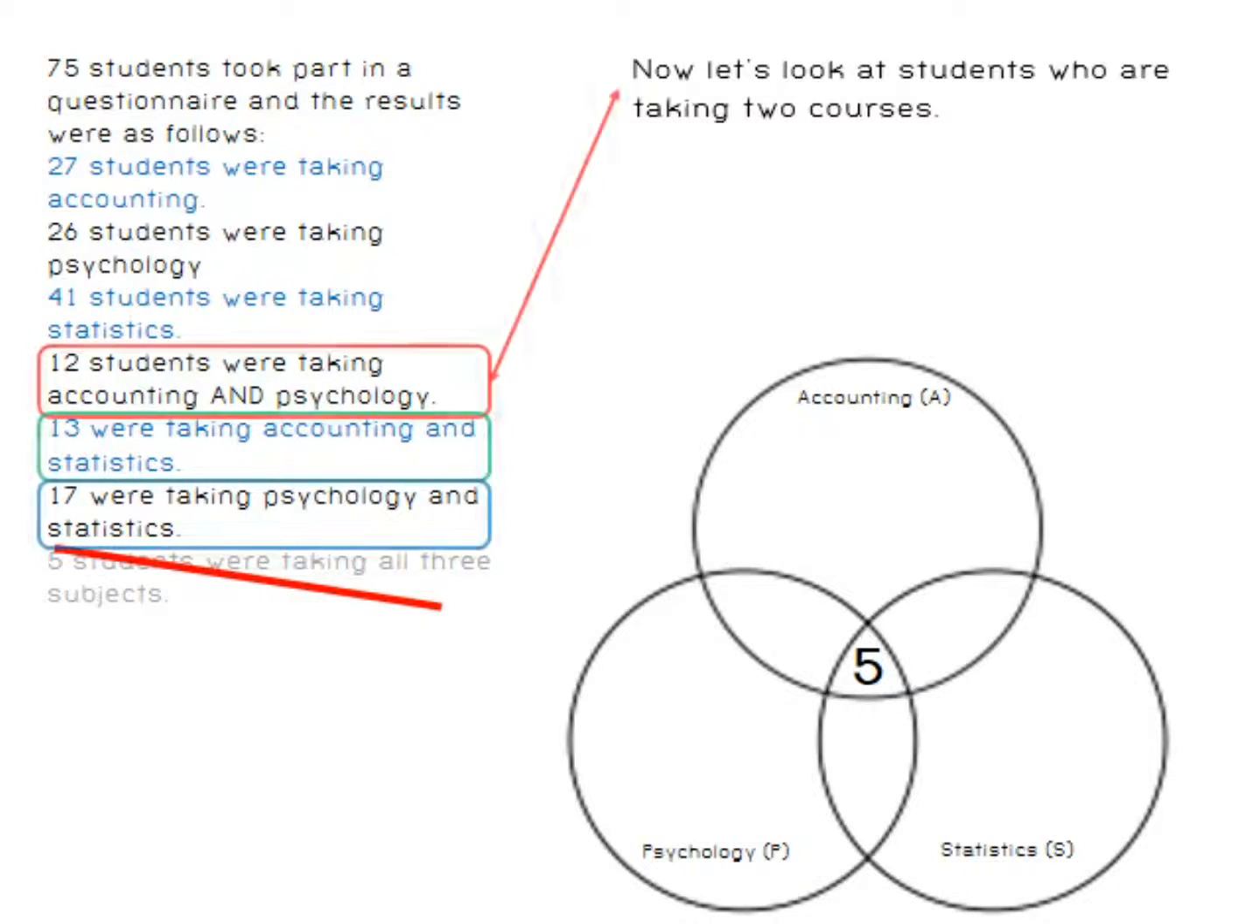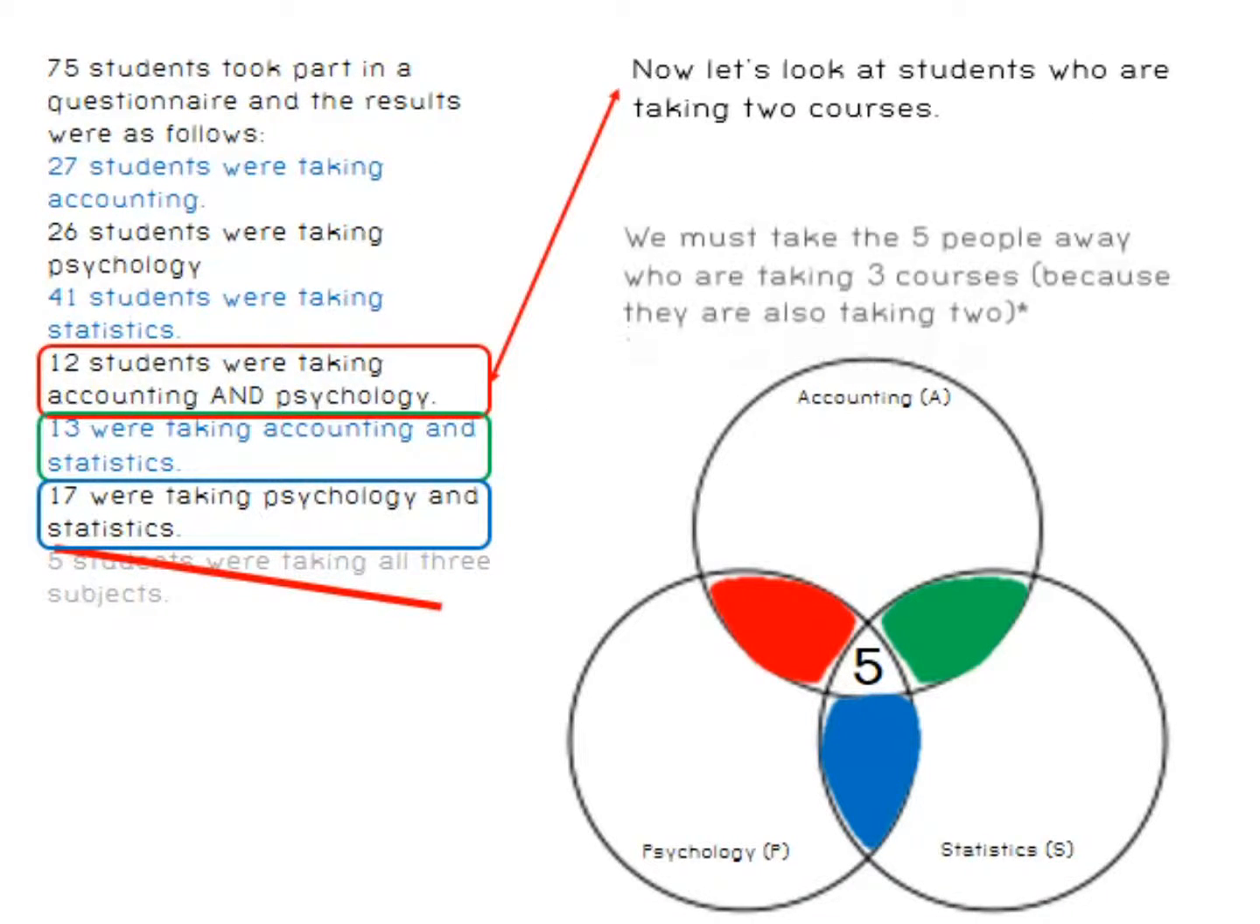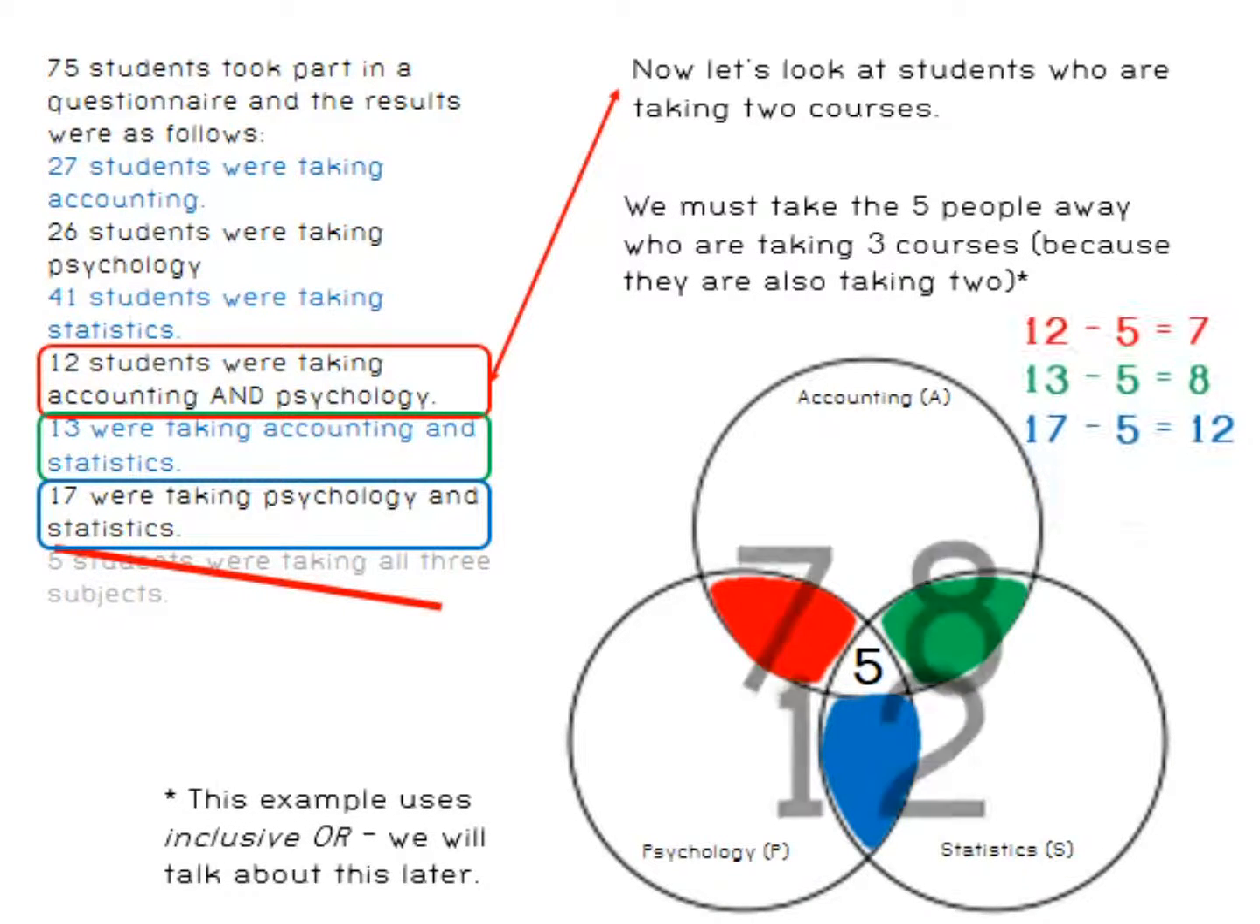So then we can move on to 2 classes, and because we're using inclusive OR, that means we have to take those 5 people who are in 3 classes away, because they are also taking 2. So for example, the number of people taking accounting and psychology is going to be 12, but the number of people taking accounting and psychology but not statistics is going to be 12 minus the 5 in the middle, and that's 7. And the same thing applies to the other 2 areas.